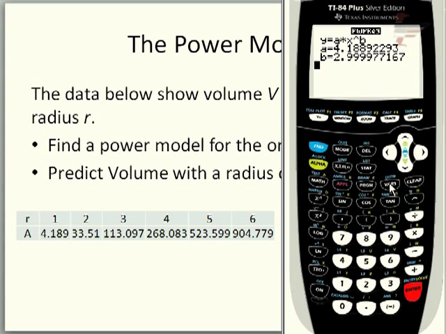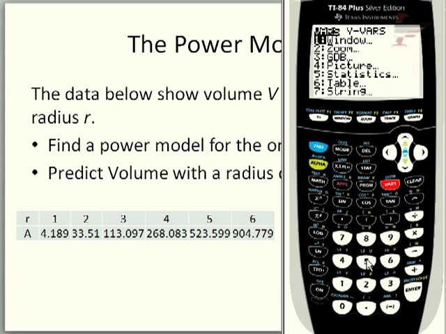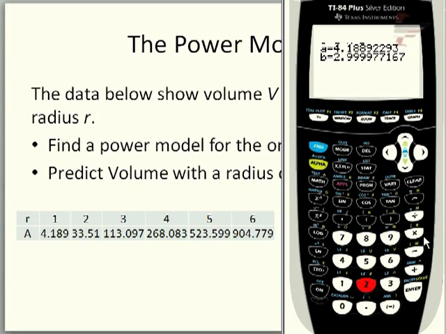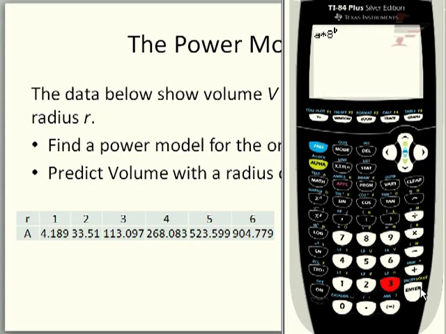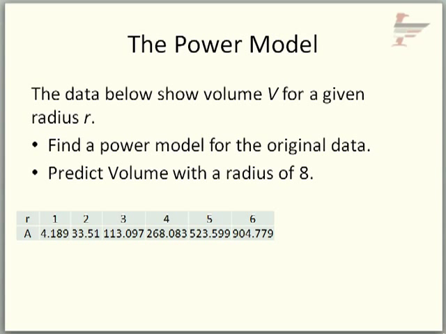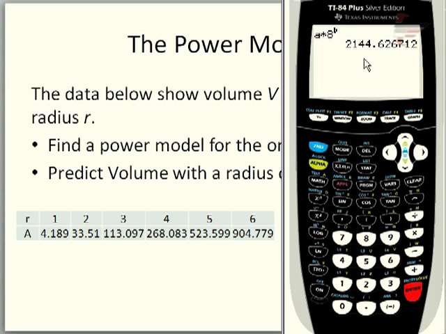So you can use the trick of using the variables menu, vars to statistics, vars to equation. I want a times x, all raised to the b power. There we go. So with a radius of 8, we would expect a volume of 2,144.63, let's say.